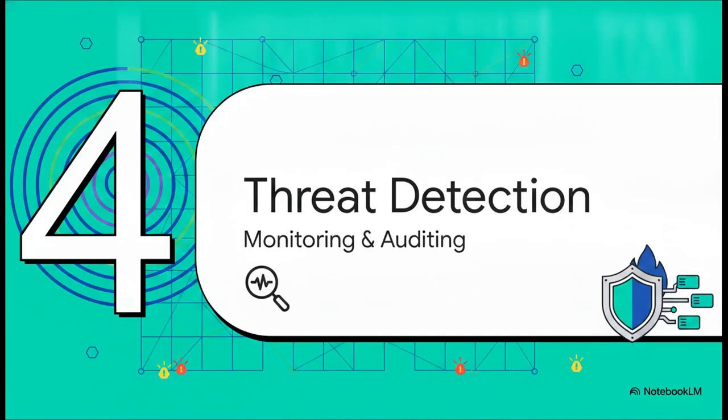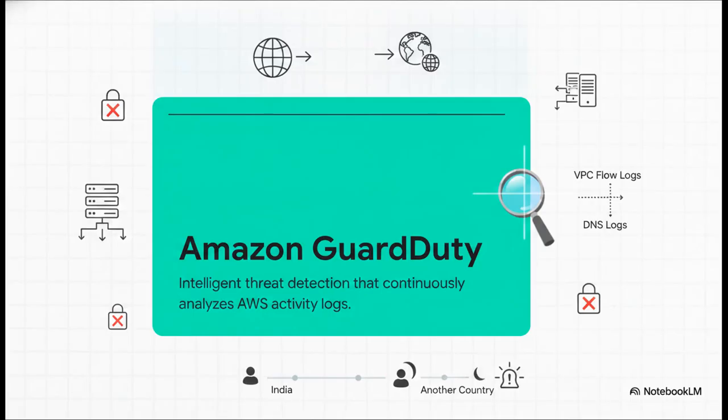Moving to our fourth bucket, threat detection and assessment. First up here is Amazon GuardDuty. GuardDuty is an intelligent threat detection service. It's constantly analyzing your CloudTrail, VPC flow logs, and DNS logs in the background. So let's say a user normally logs in from India, right? But suddenly they start making API calls from a totally different country at 3 a.m. GuardDuty flags that suspicious behavior. The really crucial point for the exam, though, is that GuardDuty detects threats. It warns you, but it doesn't actually block them on its own.